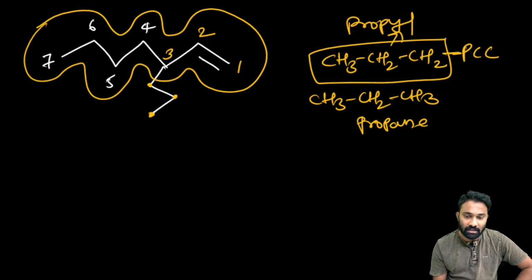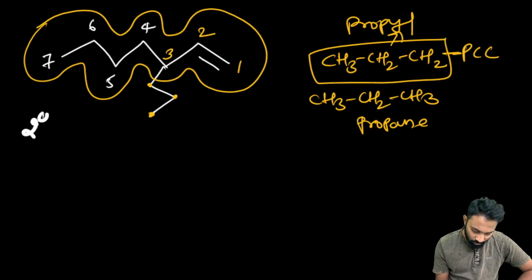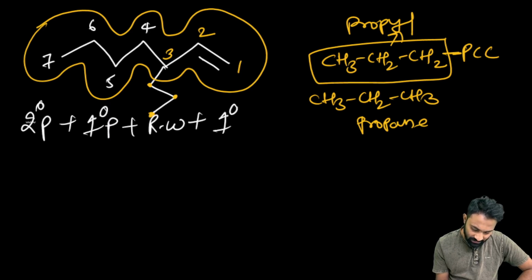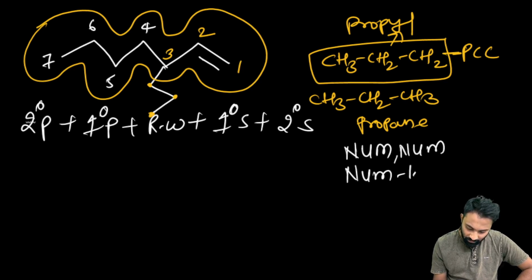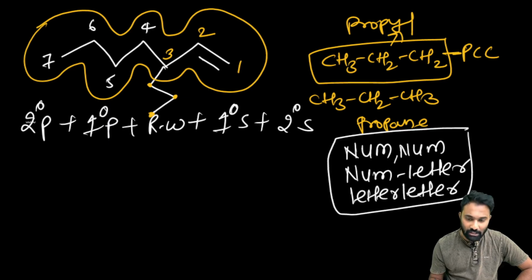Now the parent carbon chain we have identified, numbering also we have given, and the substituent also we got to know. Now write the IUPAC name. Got it. Secondary prefix plus primary prefix plus root word plus primary suffix plus secondary suffix. Now the substituent is there. At which position is it there? Already I explained very clearly: number comma number, number hyphen letter, and letter with no gap. This you have to follow while you are writing the IUPAC name.